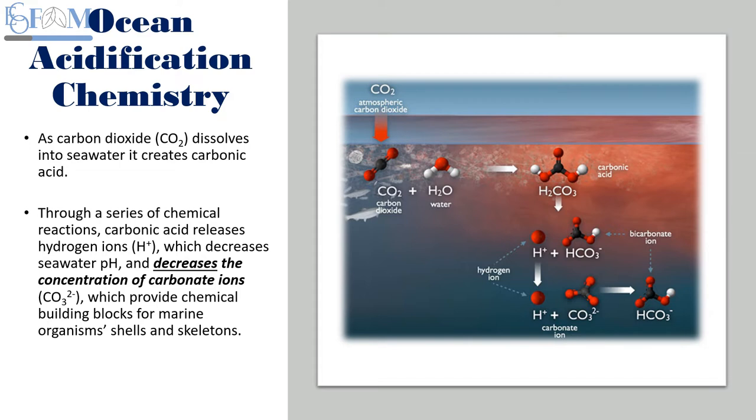So let's discuss a little bit about ocean acidification chemistry. When the carbon dioxide concentration increases, it gets dissolved in the ocean water, the surface ocean water. As we know, 30% of the carbon dioxide that is emitted into the atmosphere gets dissolved in the seawater. By a series of chemical reactions, this carbon dioxide gets changed into carbonic acid, and it releases hydrogen ions. The release of hydrogen ions decreases the pH and decreases the concentration of carbonate ions, which provide the chemical building blocks for marine organisms, and this decreases the shell or skeletal thickness of various organisms in the oceans.